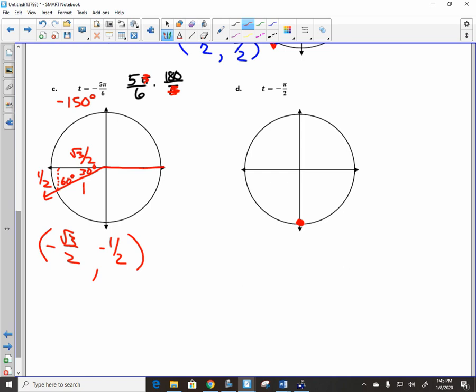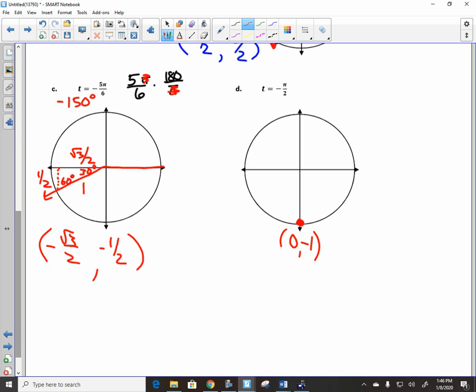Remember, the goal is to know the point. It's not always to make a triangle. In this case, you don't have to make a triangle. Look at where you are. I went negative 90. What's that coordinate? We already listed it on the front of your page. It's 0, negative 1. If you end up on one of the axes, you could just write it down.